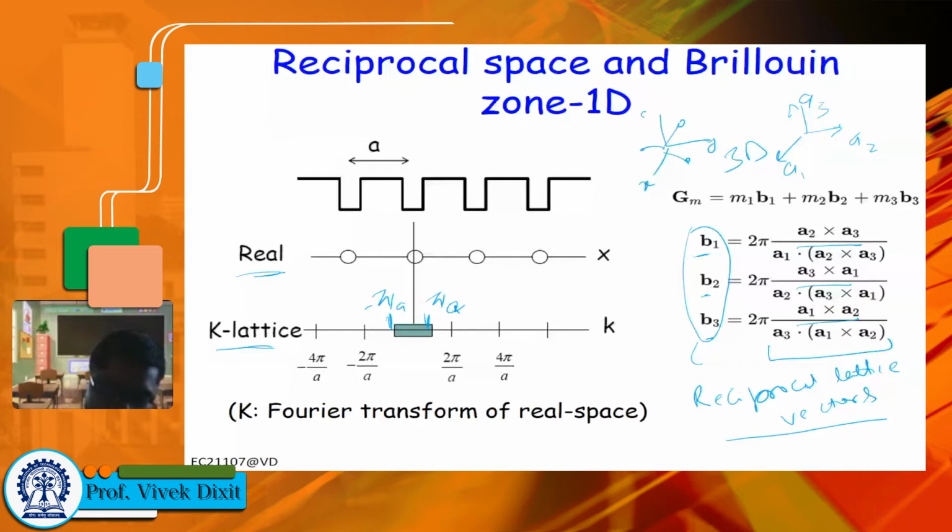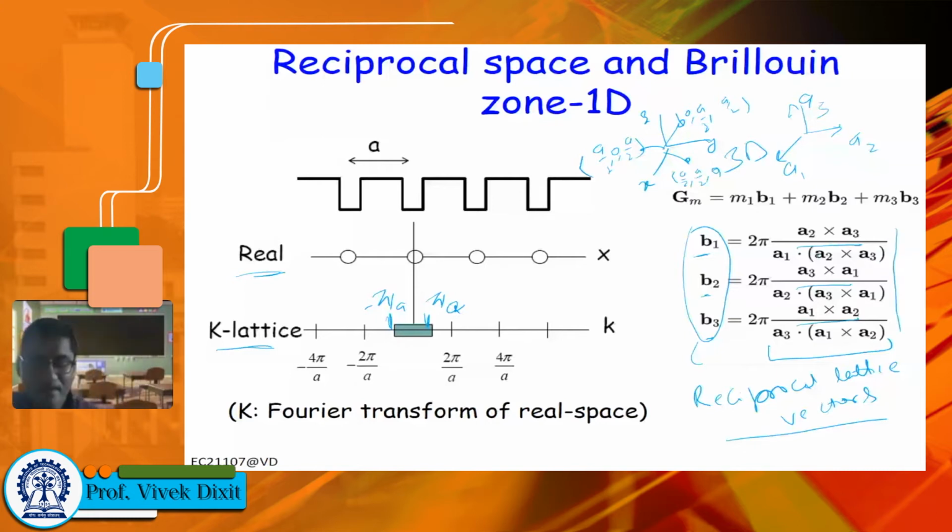So this is a/2, a/2, comma 0, right? This is 0, comma a/2, comma a/2, right? And here, this is X and Z. So a/2, comma 0, comma a/2, right? So these are the three lattice vectors for FCC. Now you apply this equation here and calculate the reciprocal lattice vectors.